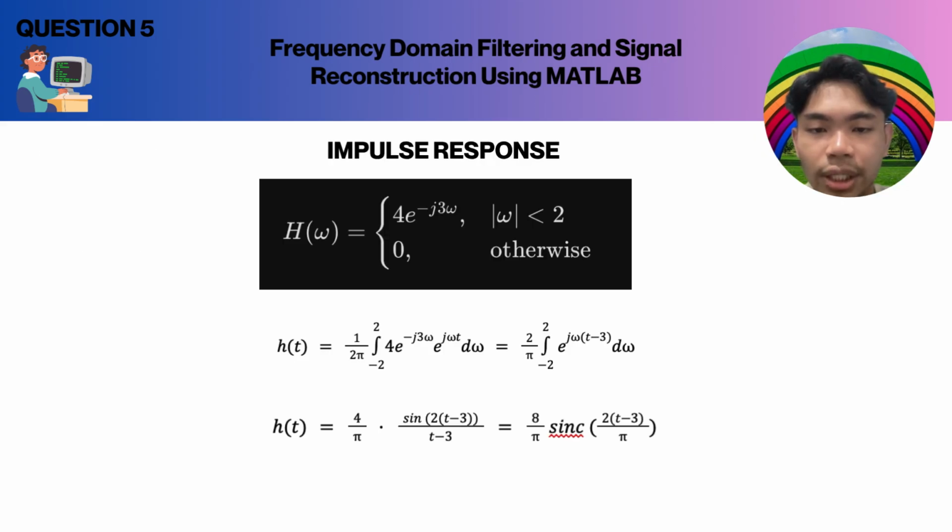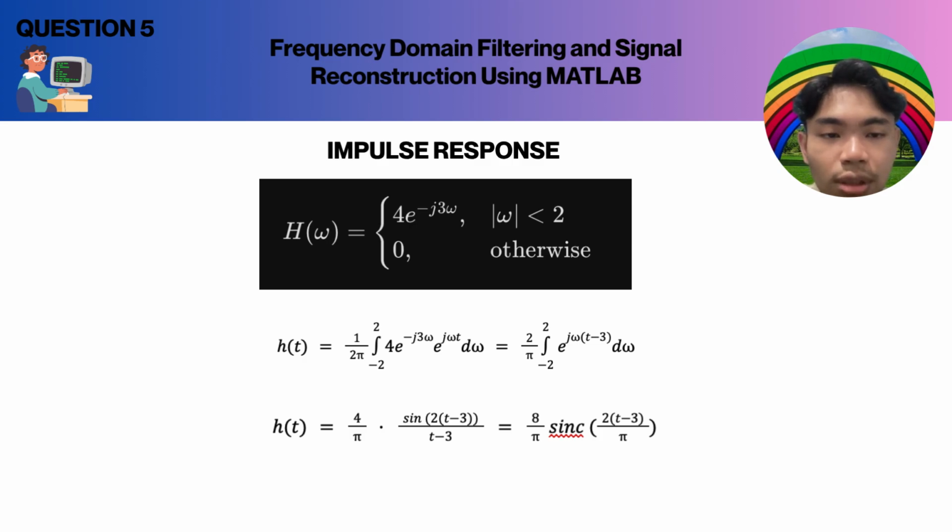Start with our ideal low pass filter H of omega. It has a constant gain of 4e to the minus j3 omega within a cutoff frequency where the magnitude of omega is less than 2, and drops completely to 0 elsewhere.